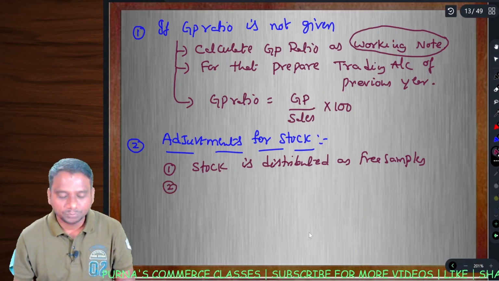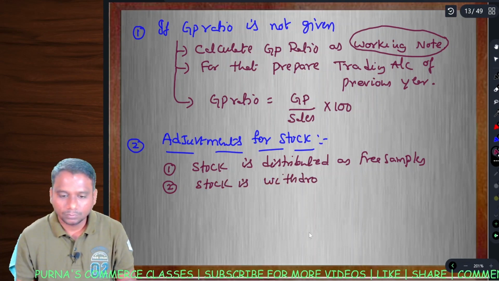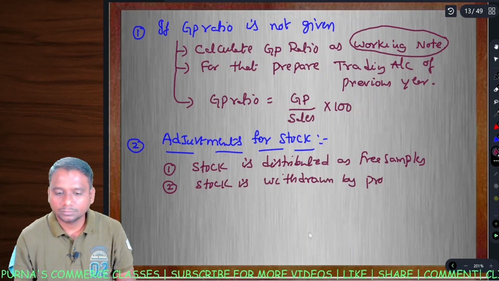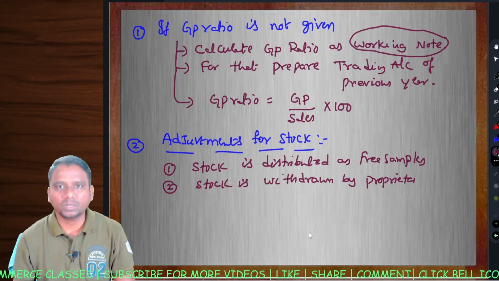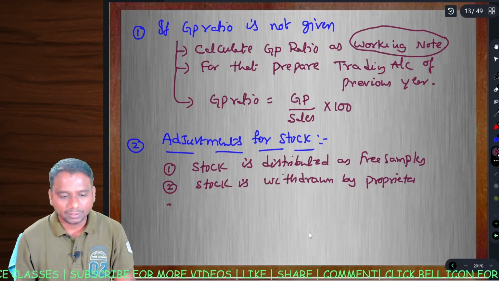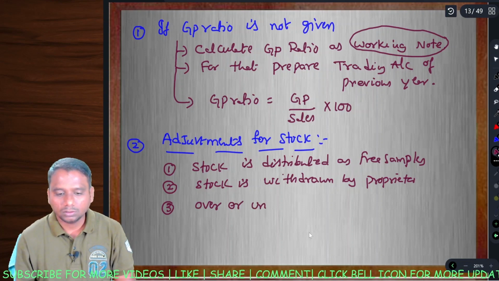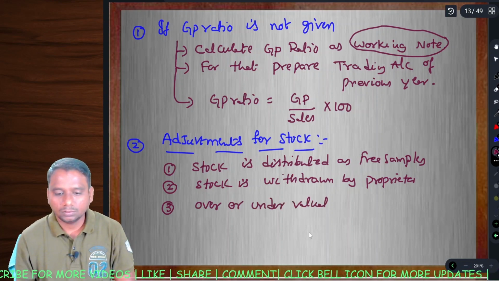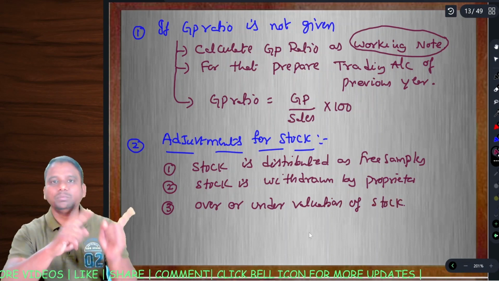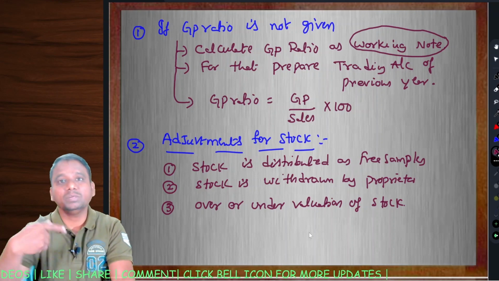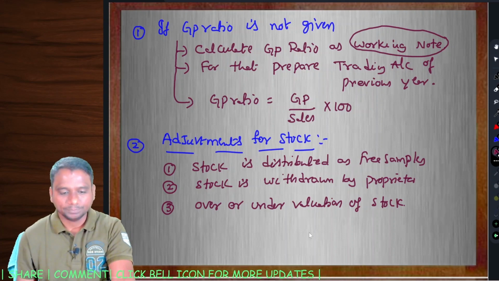Next one. Stock is withdrawn by the proprietor. During this period of 5 months, stock may be withdrawn by the proprietor. The accountant may not have recorded the entry. Yes or no? Next one, over or under valuation of stock. So in the previous year, the stock may be overvalued or the stock may be undervalued. Yes or no?